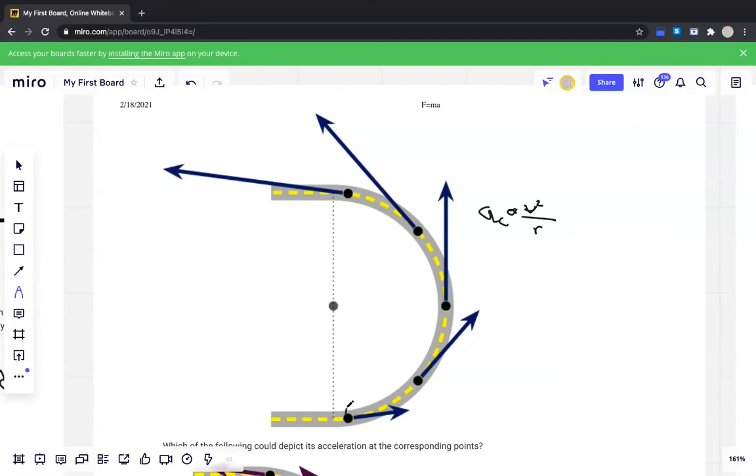So if we draw it on each of these points, we have a small one for the first one, a bit bigger, even bigger, and then very big on the last one. And all of these point towards the center of the circle because that's the direction that the centripetal acceleration always points towards. And we also have a tangential acceleration because the velocities are getting larger.